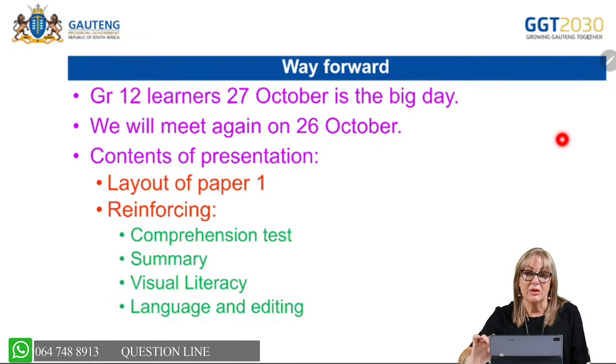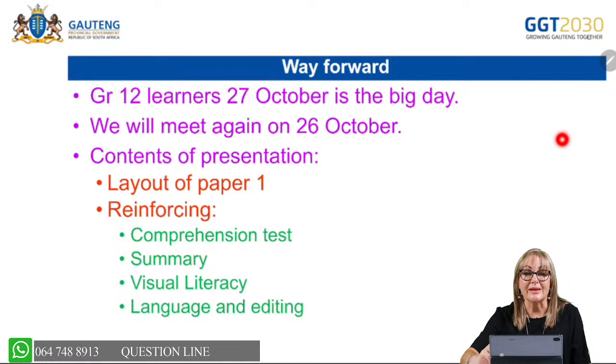And what are we going to discuss? The contents of the presentation will focus on the layout of paper 1, and we're going to reinforce the comprehension test. Our focus today was more on the reading strategies that you must now start applying at home when you read. Even when you read notes for other subjects, you must use the same techniques. Think of a text as an iceberg, that there are different levels that you must understand.